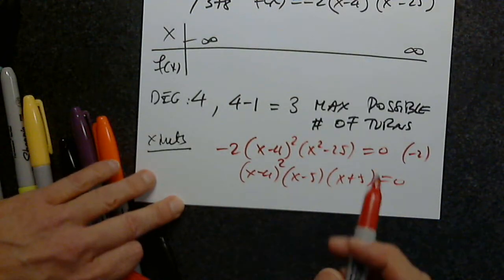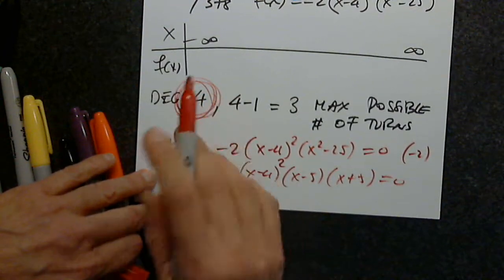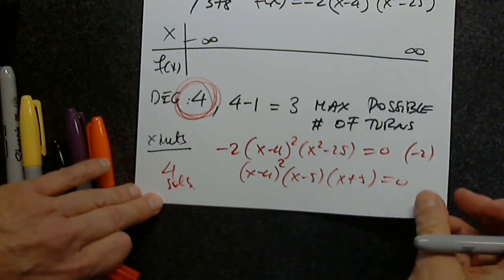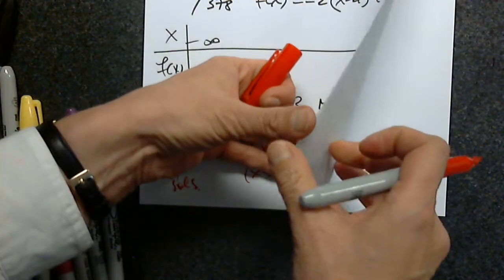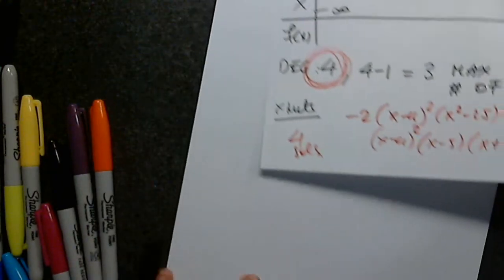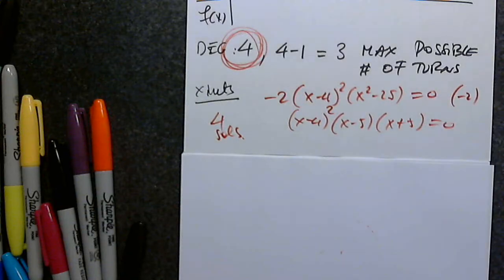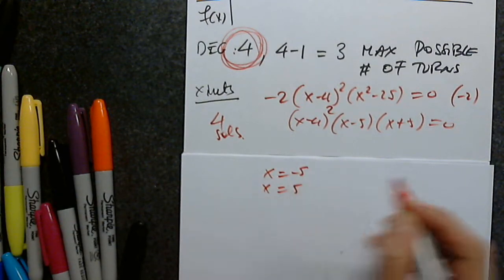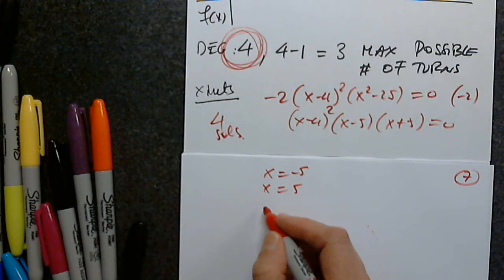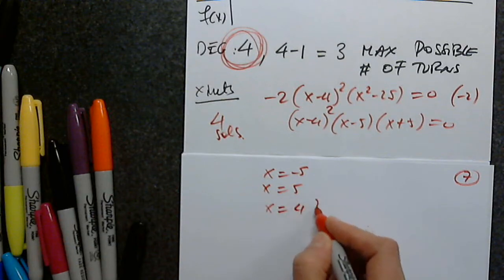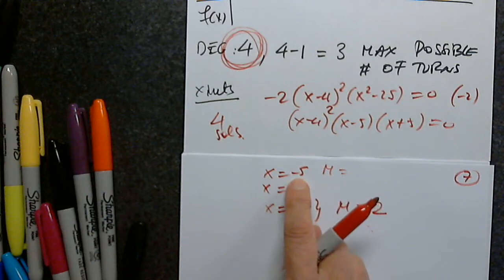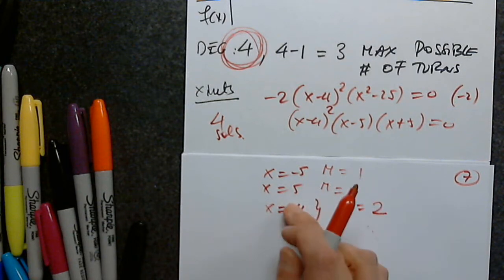How many solutions will you give? Exactly, 4 solutions, because the degree is 4. So please give 4 solutions. X equals negative 5, x equals 5. X equals 4, multiplicity 2, multiplicity 1 for negative 5, multiplicity 1 for 5.